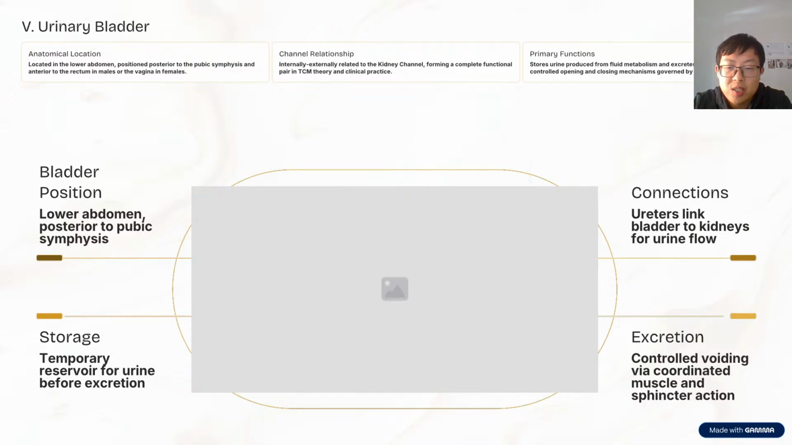When the kidney energy is deficient, symptoms may include frequent urination, nocturia, incontinence, or debilitating. If the kidney energy transformation is impaired, urinary retention may occur.